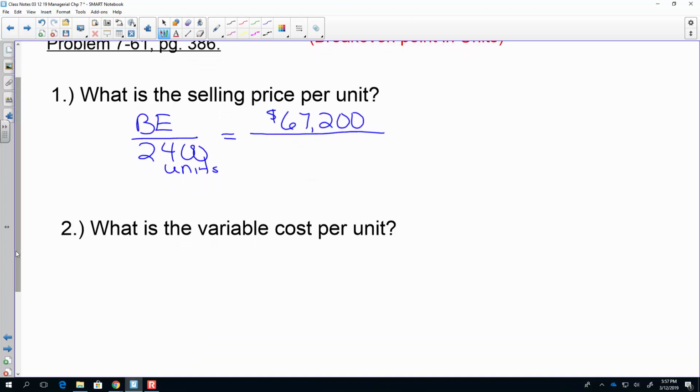Okay, so how do I do that algebraically? X is always the unknown, so what's X? We don't know the price. X is the selling price. So how do I write this bottom denominator as a margin per unit? Would it be 2,400 times X? No, not 2,400 times X. Do they give us the variable cost per unit? Yes, 42.